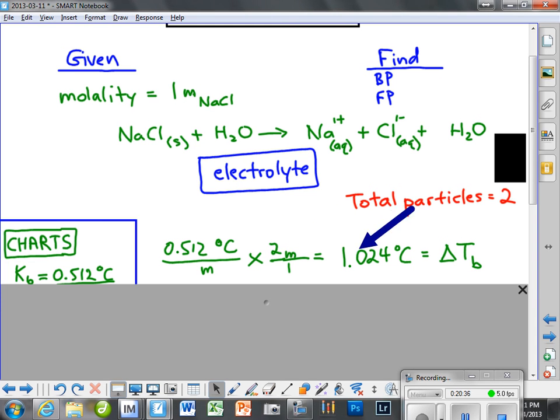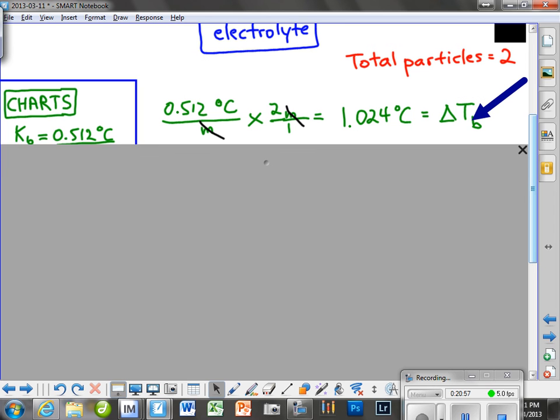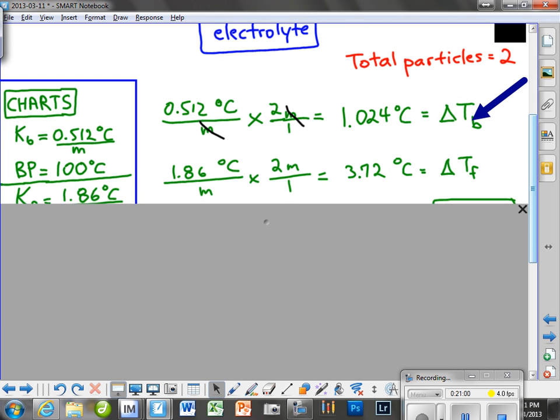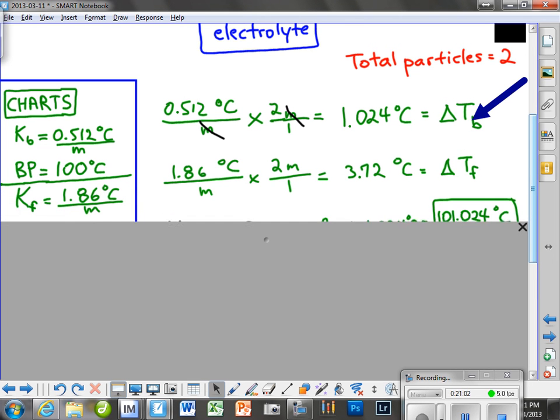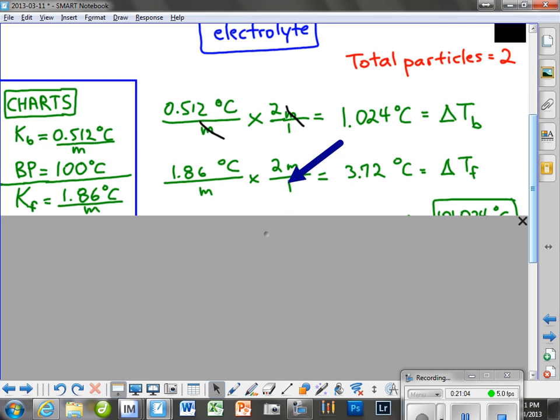Now, when I multiply that out, look what happens. We cancel our molalities, and we wind up with just degrees centigrade. And now we have 1.024 degrees centigrade, and that is the change in the boiling point. Now, if we go down, and we'll do the calculation now for the melting point, you see the boiling point thing came from here.